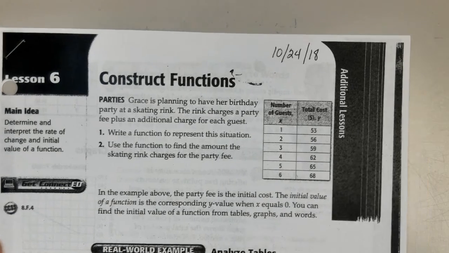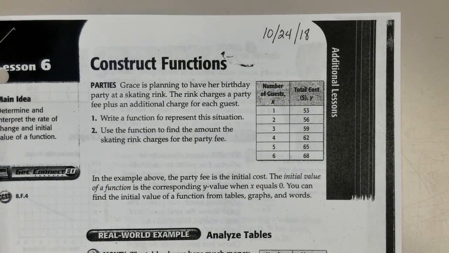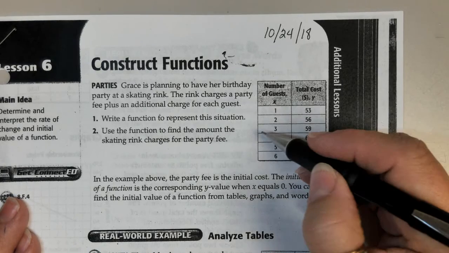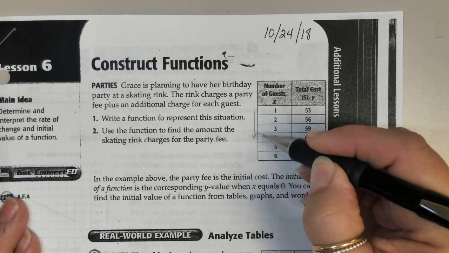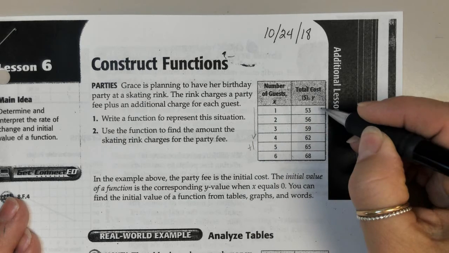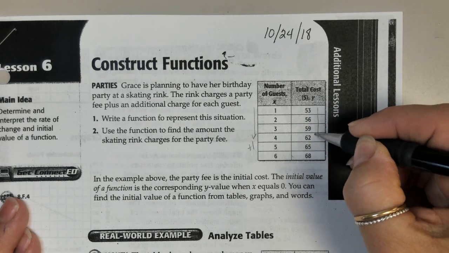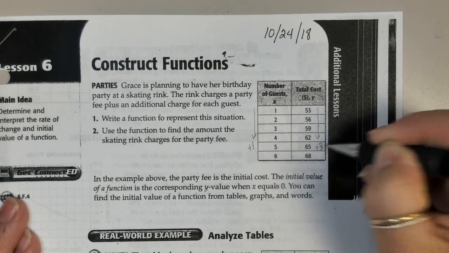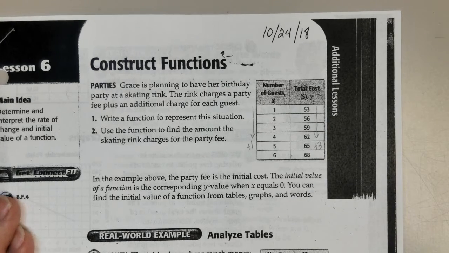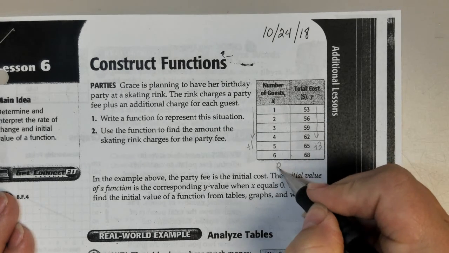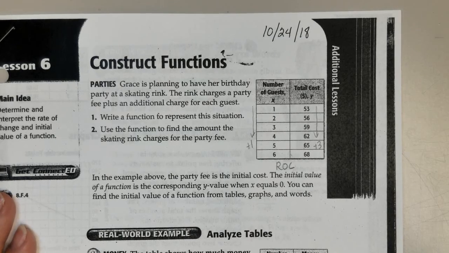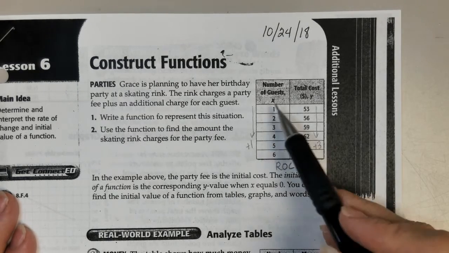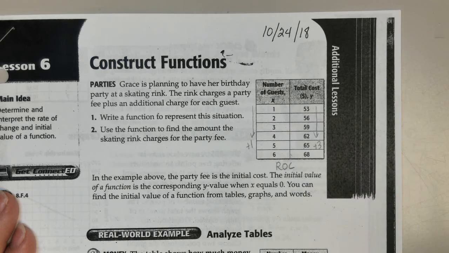So if we look at our table, let's always start by finding the rate of change on our table. So this looks like for each guest, as the guests increase by 1, the total cost is increasing by 3, right? So my rate of change is $3 per person. But I know that that's not all, because for one person it costs $53.